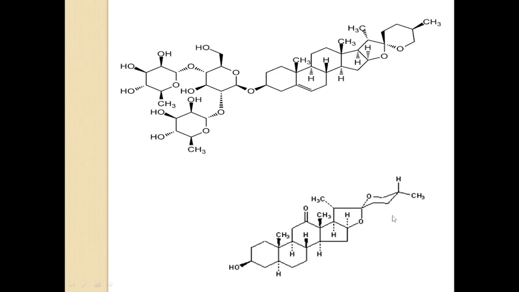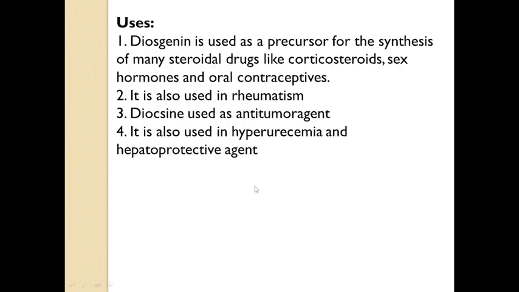This one is the structure of hecogenin, which is a triterpenoid structure. Now uses of diosgenin. Dioscorea, it is a medicinal plant which is valued for its high content of steroidal glycoside.